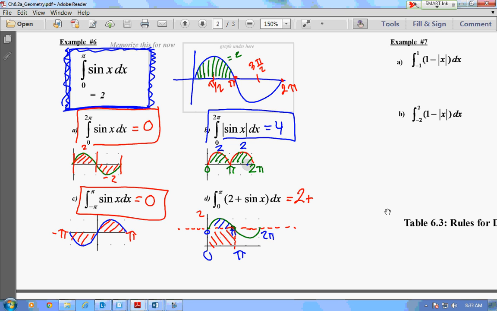How tall is that? We shifted it up to 2. So 2 times, how wide is it? Pi. Okay, so we get 2 plus 2 pi. I would rewrite it so it's nice and pretty and work's not in the middle. The integral of the function dx, these parentheses are important because all of that is the height. Those parentheses have to be there. Equals 2 plus 2 pi.